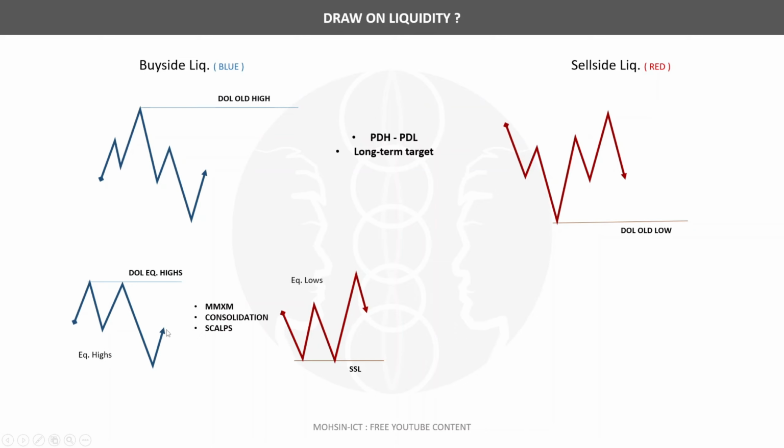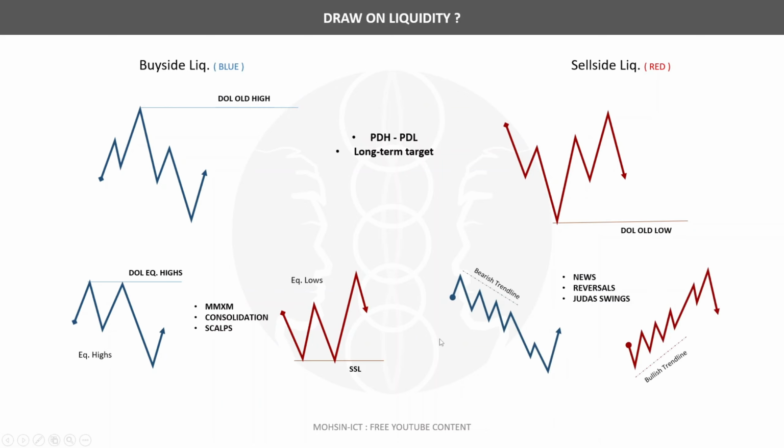These are a very interesting type of drawn liquidity because you can use them for market maker models, consolidation, or scalps. I like to use them for scalps a lot because whenever we have these types of liquidity, the market tries to gather them up quickly and continue toward its direction. Then we have the trend lines. Trend lines are also very interesting. They tend to give us very aggressive and volatile price action. These can be used for news reversals or jitter swings.